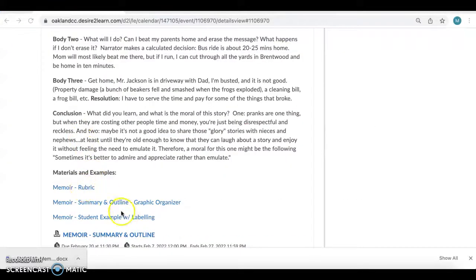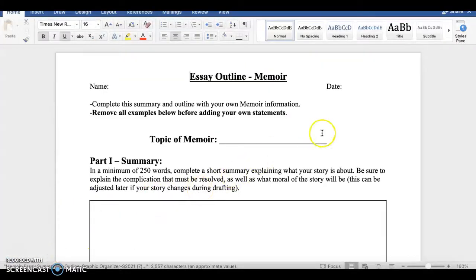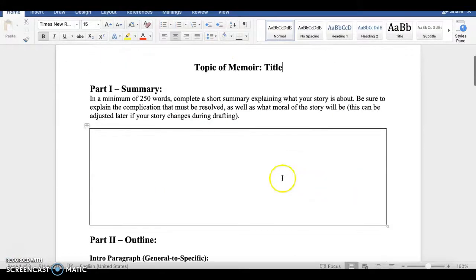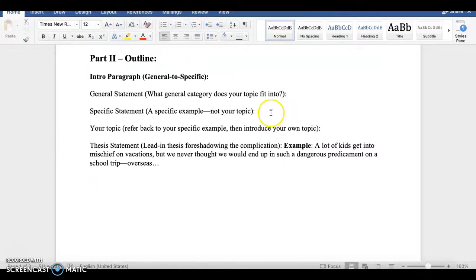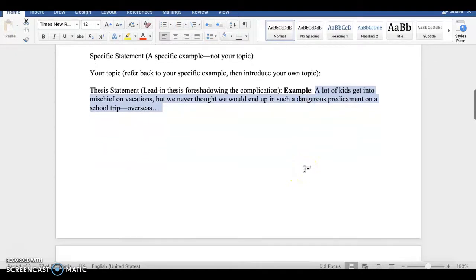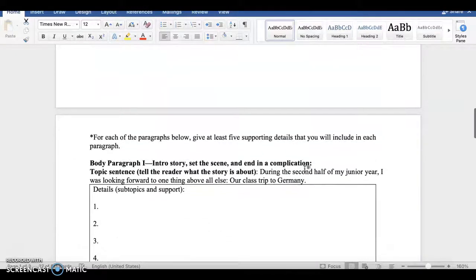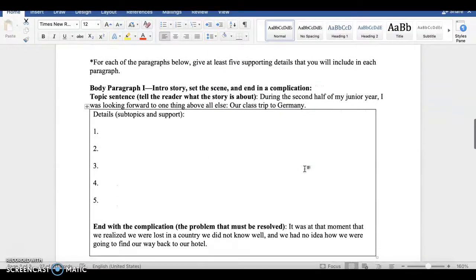So rubric pieces here, and the summary outline is here. What you need to remember with the summary outline is your title goes up here. You can remove that line and put in your title. Your summary of your memoir goes here, and then down here there should be at least a full sentence for each one of these categories: the general statement, the specific, your topic, and then your lead-in thesis. A lead-in thesis, as opposed to a thesis that states exactly what the essay is about, making a claim statement. This is a lead-in that will foreshadow your complication. So you'll understand that once you get through that reading in that chapter and review that Dropbox instructional video.